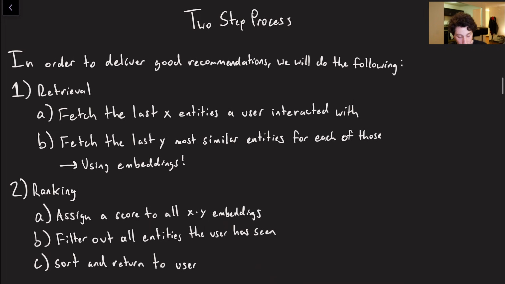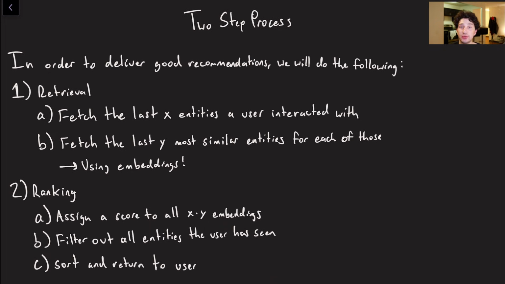Cool. So in conclusion, we're actually going to basically generate these recommendations in 2 different steps via a 2-step process. So we're going to call those retrieval and ranking. So they're pretty simple for the most part. In retrieval, we fetch the last X entities that I've interacted with. So let's say for YouTube, maybe it's the last 10 videos that I've interacted with. From there, we're basically going to take each of those last 10 videos and we're going to fetch for each of them the closest 10 videos to them, right? So the last Y most similar entities.